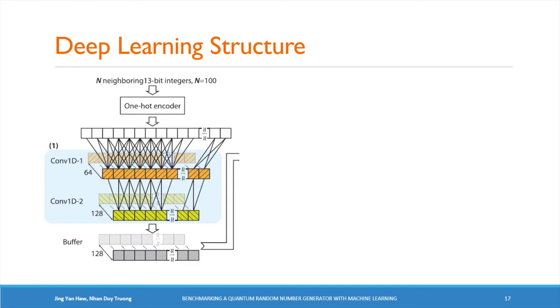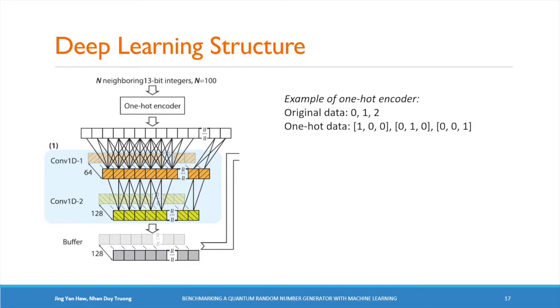Our deep learning model consists of three parts: convolutional layers, long short-term memory layers, and fully connected or multilayer perceptron layers. The inputs are firstly converted to vectors using a one-hot encoder. Here is an example of one-hot encoder. It is used to convert categorical data into vectors where only one element has a value 1 and the rest are 0.